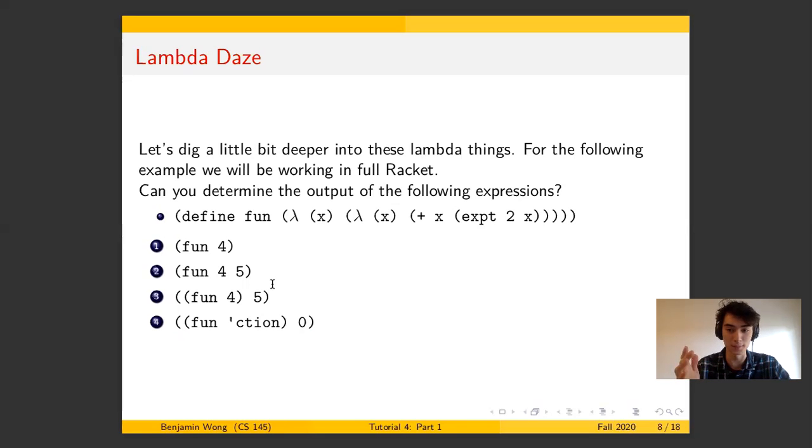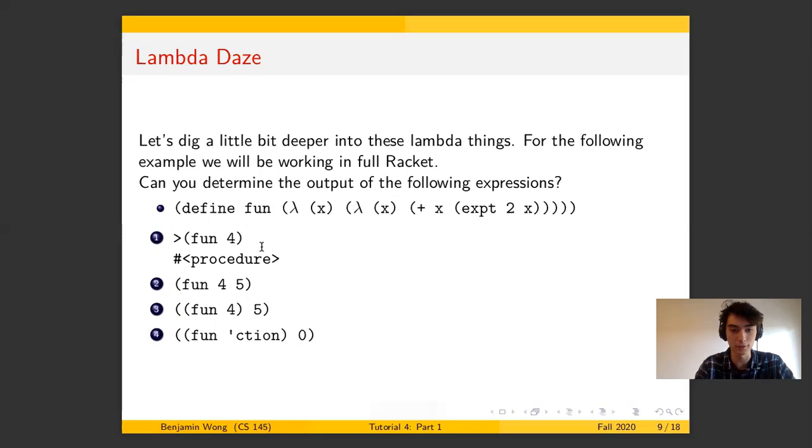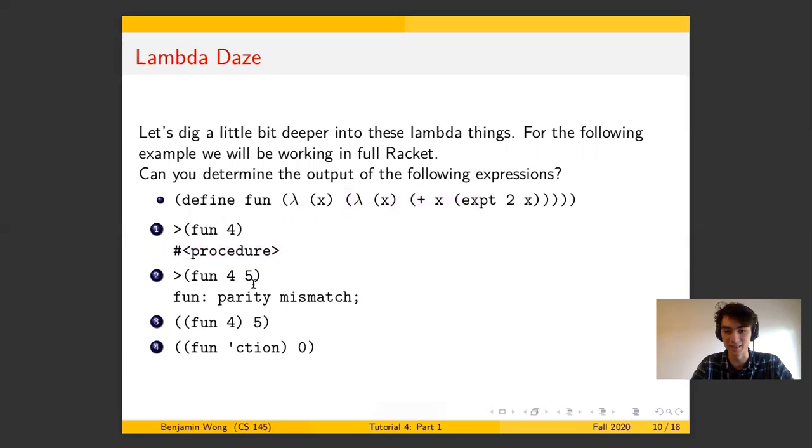All right, hopefully you've written them down now, and I'm going to proceed to show the answers. When we run fun of 4, Racket outputs hashtag procedure. And what this means, or number sign procedure if you prefer, is that after running 4, it will output this lambda expression. So this is another procedure. It outputs a function. What about calling fun of 4 and 5? This outputs an error. It will say function arity mismatch, which happens because this lambda expression, the outermost lambda expression, only expects one parameter, and we're giving it 2 parameters.